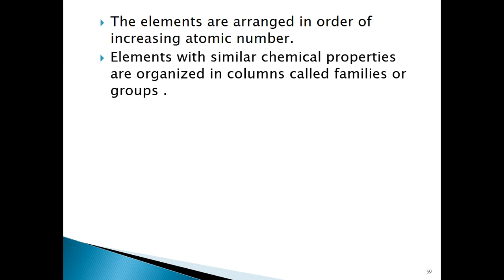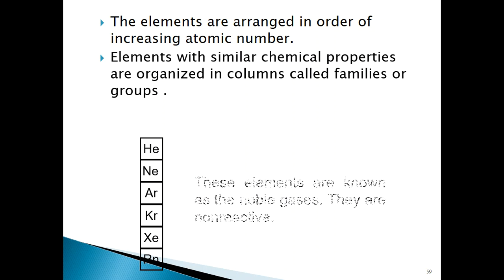The elements are arranged in columns if they have similar chemical properties, and these columns are called groups. All right, so for example, if you look at group 8A in the periodic table, you'll see that these elements, helium, neon, argon, and so on, are present. And what you'll find is that these elements have very similar properties, and that is true pretty much throughout the periodic table. What you'll find is that elements belonging to the same column will basically behave chemically the same way.